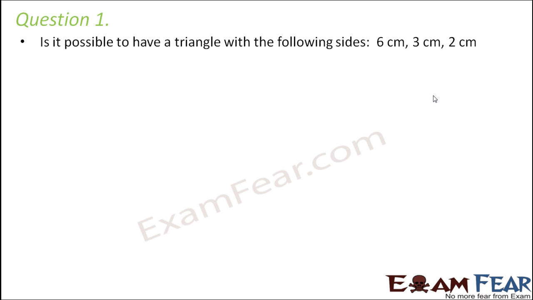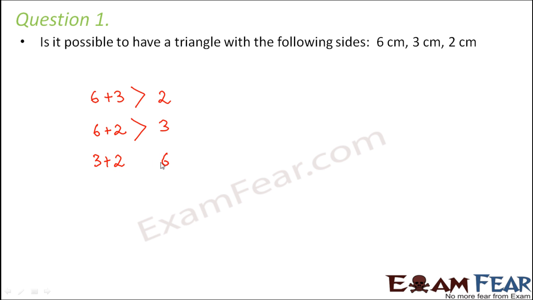So here you have 6, 3 and 2. So what we will do is, we will try sum of two sides and we will check if it is greater than the third side or not. So let us start with 6 and 3. So 6 plus 3. What is 6 plus 3? It is 9, which is greater than the third side, that is 2. Now let's try with 6 plus 2, which is 8, and this is greater than the third side, that is 3.